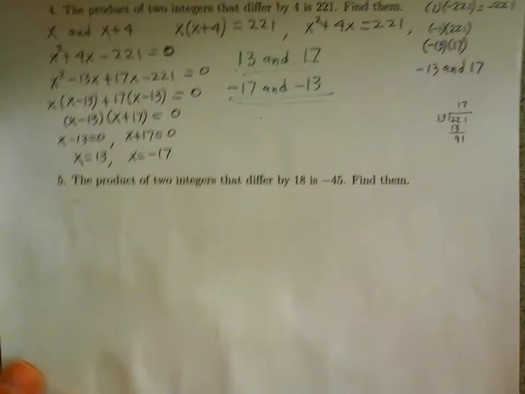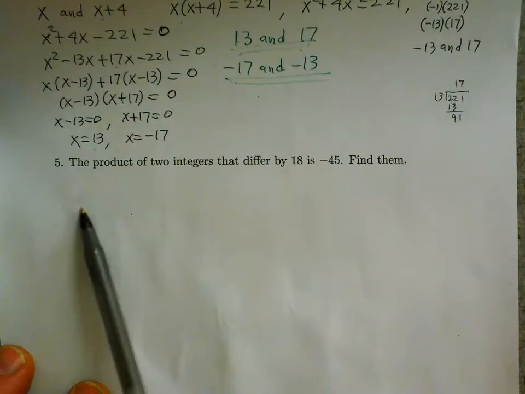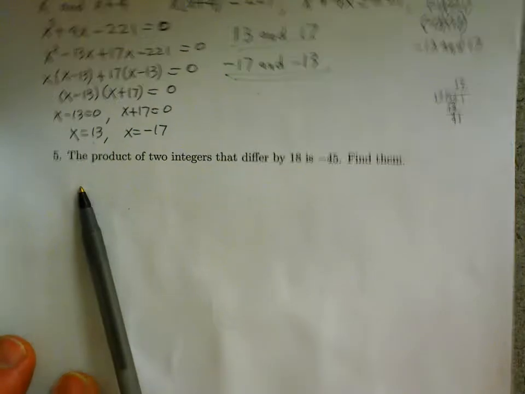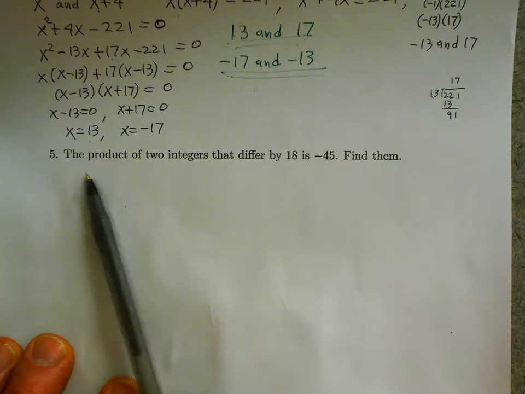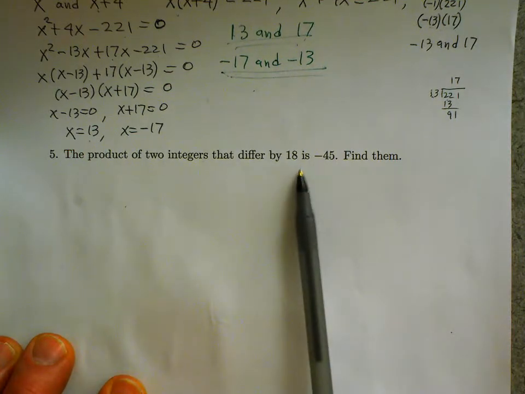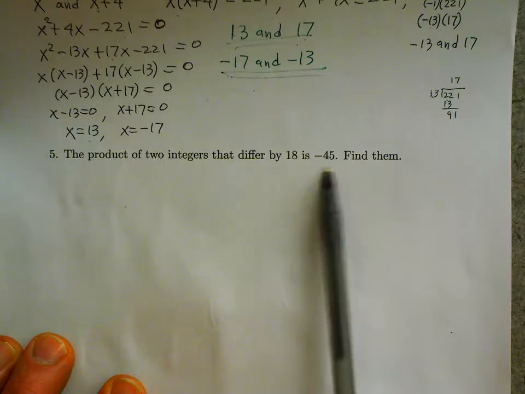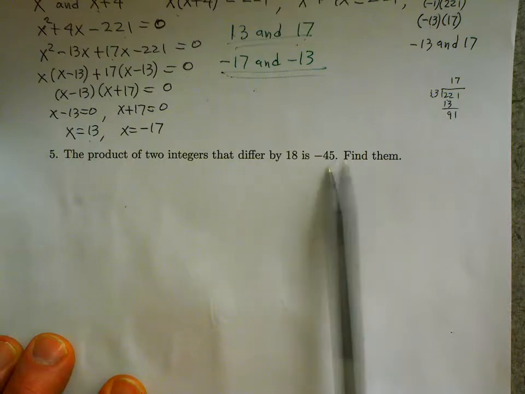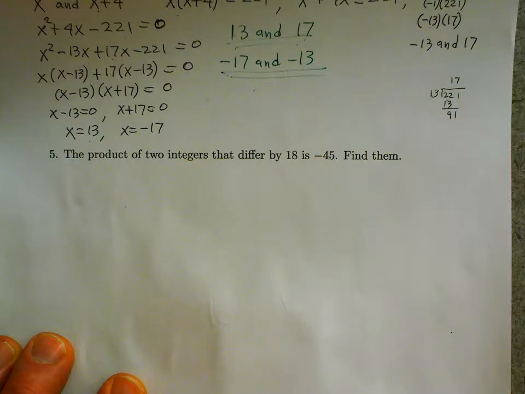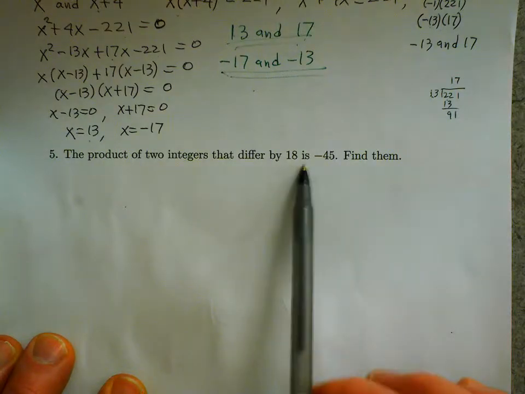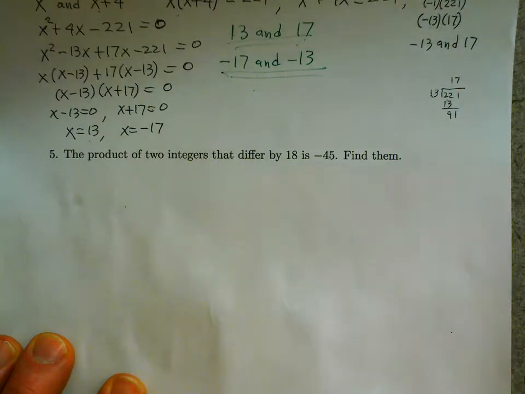Okay. The next problem, for now, let's bypass this one. This is similar to the previous one. It's just that this time the product is negative 45. But the procedure is very similar to what we did on the previous example. So let's go ahead and move to number 6.